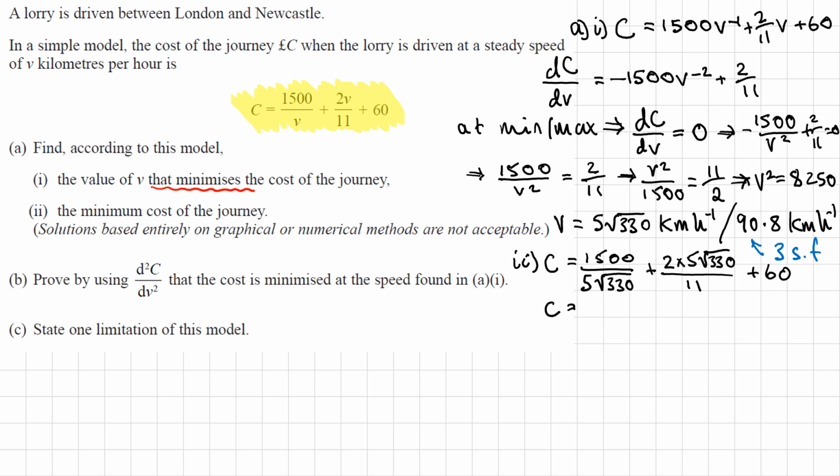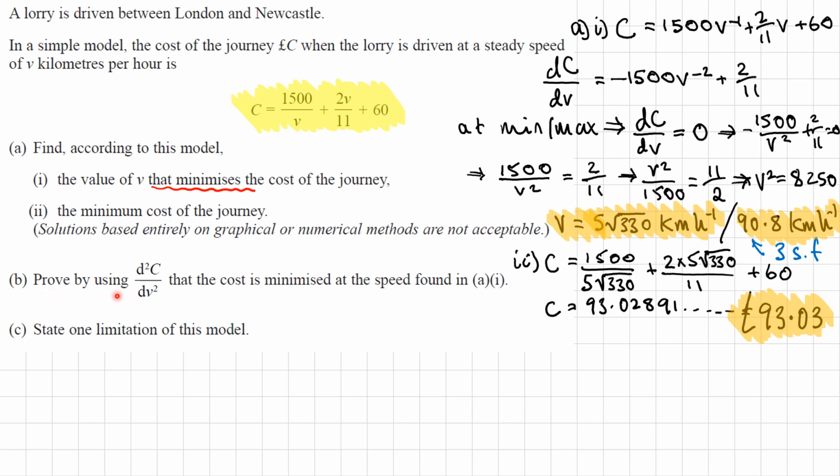Now I do get an exact answer, but this cost we want to give in pounds and pence. So what I get on my calculator is 93.02891 and so on. Since it's a cost, we want to give that in pounds and pence, so we'll have £93 and 3 pence as our cost here. So there's our answer to the second part of part A, and our answer for the first part of part A is given here, either exact or to two significant figures.